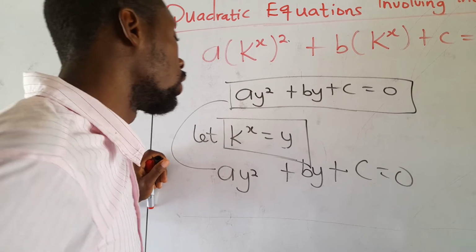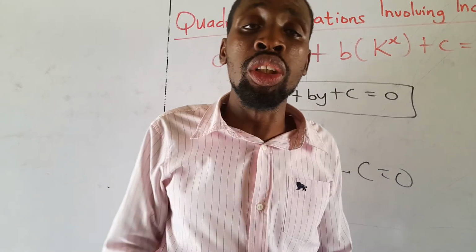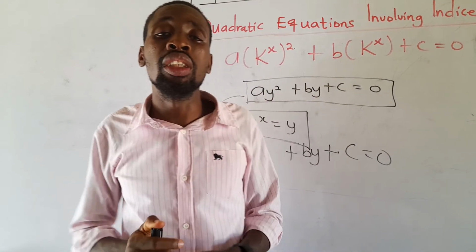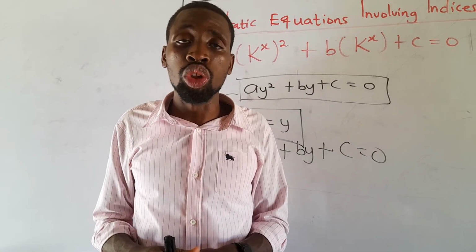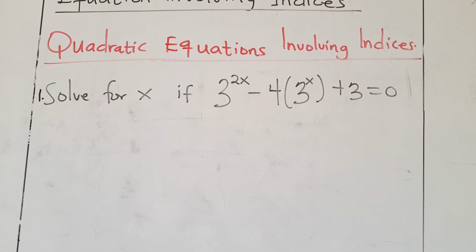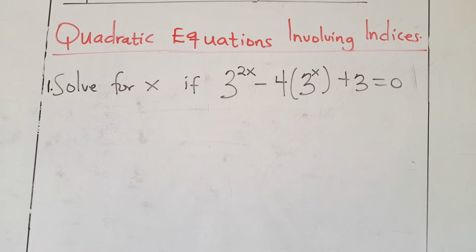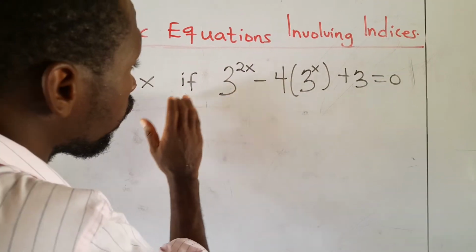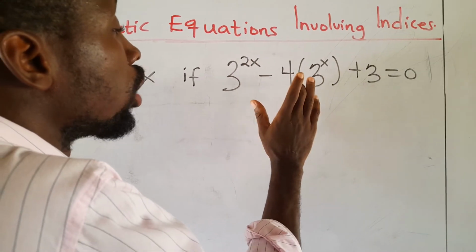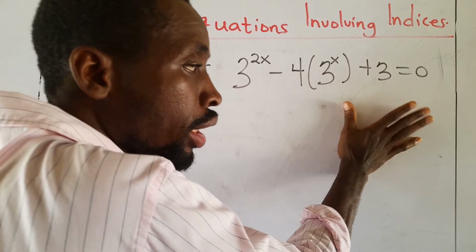It is a very interesting one. We'll take some sample questions that are all WASSCE questions. Then we'll try to find solutions to them. So now let's solve our first question on this. They say solve for x if 3 exponent 2x minus 4 times 3 exponent x plus 3 is equal to 0.